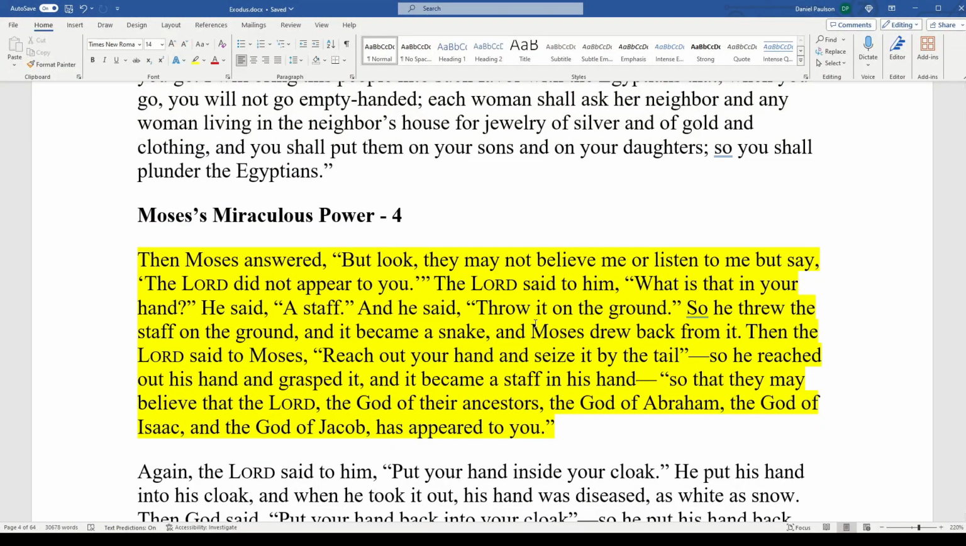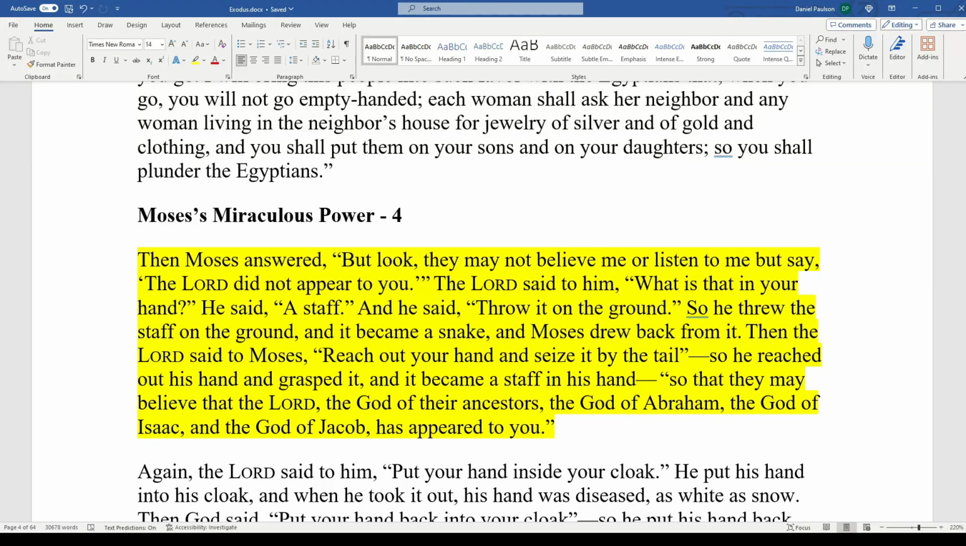Then Moses answered, but look, they may not believe me or listen to me, but say the Lord did not appear to you. The Lord said to him, What is that in your hand? He said, A staff. And he said, Throw it on the ground. So he threw the staff on the ground, and it became a snake, and Moses drew back from it. Then the Lord said to Moses, Reach out your hand and seize it by the tail. So he reached out his hand and grasped it, and it became a staff in his hand, so that they may believe that the Lord, the God of their ancestors, the God of Abraham, the God of Isaac, the God of Jacob, has appeared to you.